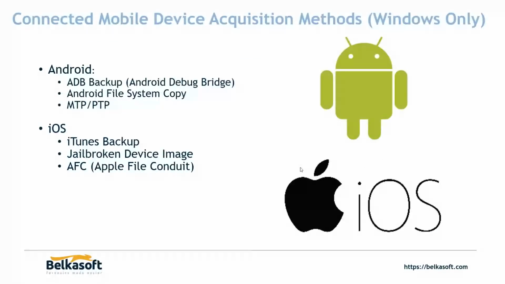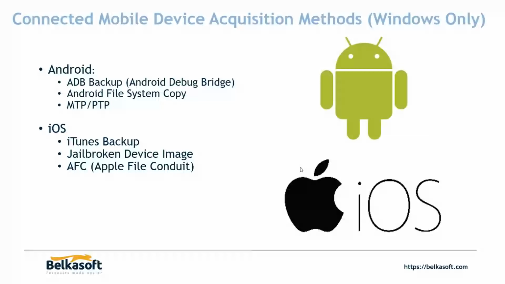All right, so as far as the connected mobile device acquisition methods go, again, these only work when they are connected to a Windows machine that has one of these agents on it. So you'll have three different options for both Android and iOS. You'll have your standard backup for both ADB and iTunes.